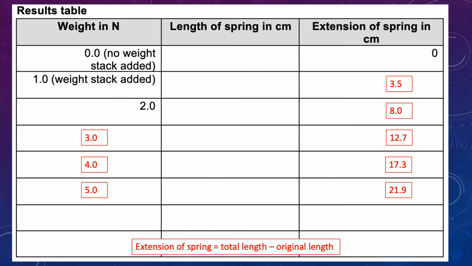And the way that you find this is by basically measuring the entire length of the spring. As you add on more weights, you're going to find that your spring is getting longer and longer. So what you're going to do is get that measurement, and you're going to subtract it from the original length of the spring with no weights added onto it. And that's how you get your extension. That should more or less make sense.